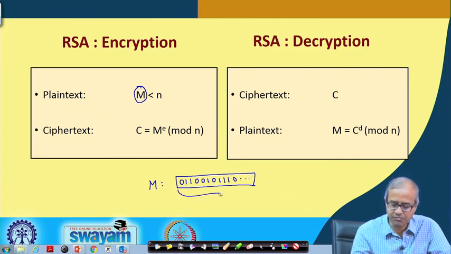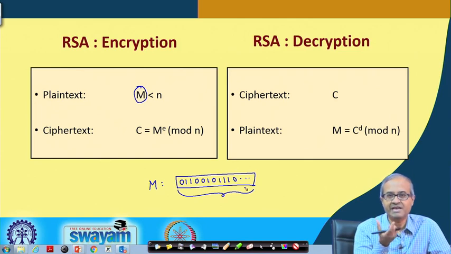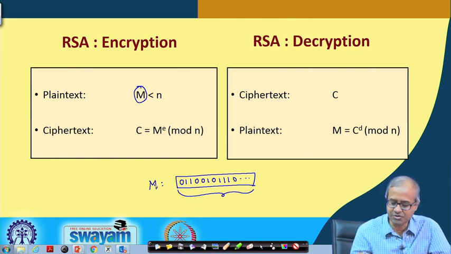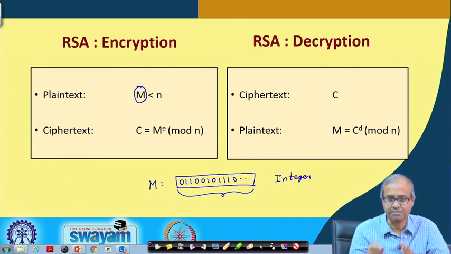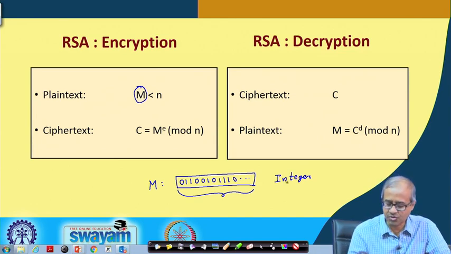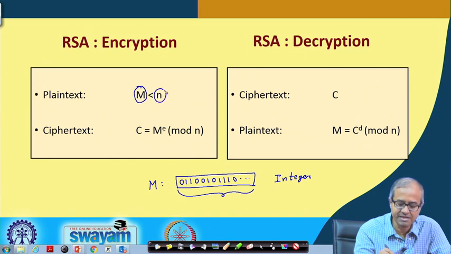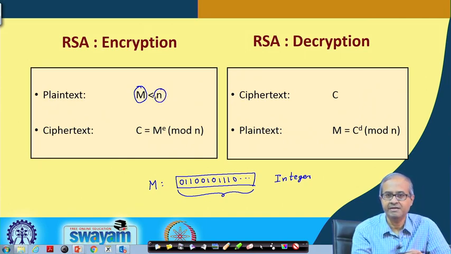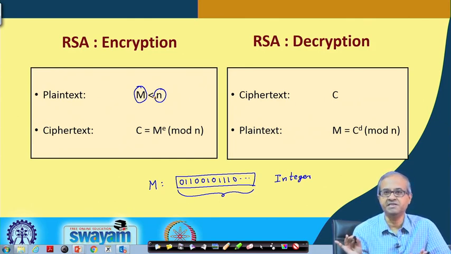So, this stream of ones you can regard as a number. You treat your message as an integer. It will of course be a very large integer, because your number itself can be quite large. This M can be very large. The only constraint is that whatever integer value this represents, this must be less than that value of n that you have selected during the key generation process. This is the only constraint. Your encryption is very simple.